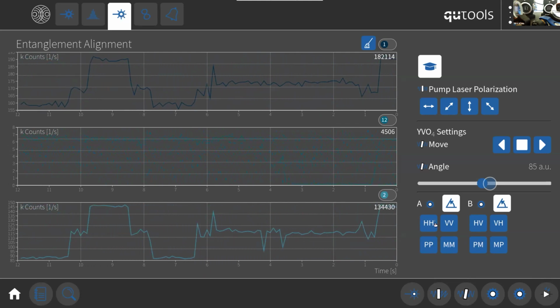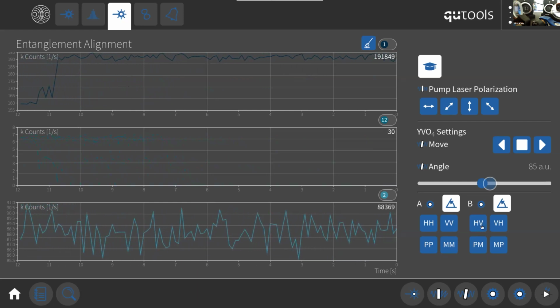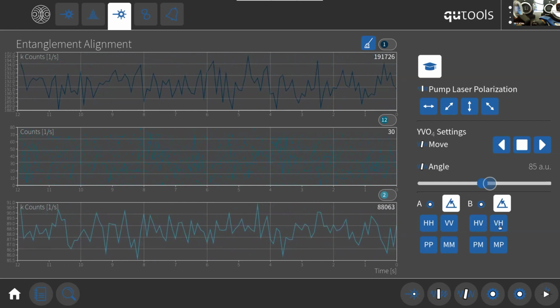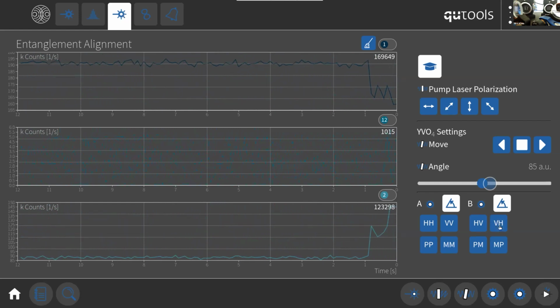And the interesting thing to see here is that, not very surprisingly, I have a lot of HH coincidences and a lot of VV coincidences. But I have very, very little, you see the coincidence count rate dropping here in the middle, when I set one polarizer to horizontal and one to vertical. This is just because of how the photons are produced. And also at the same time, we have very little VH photons, which is just the other way around. It's symmetrical, right? So this is not very surprising.